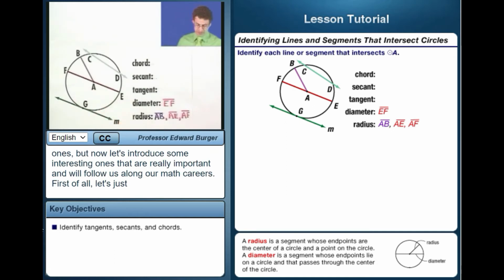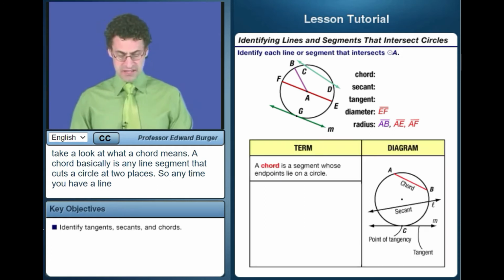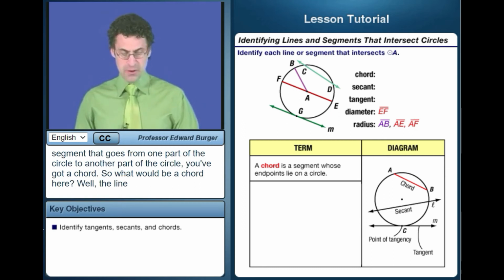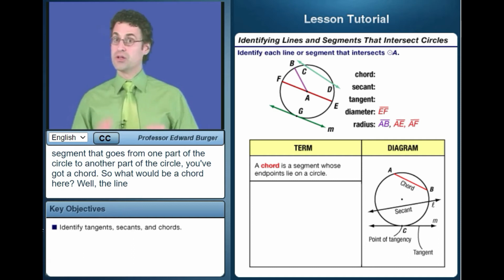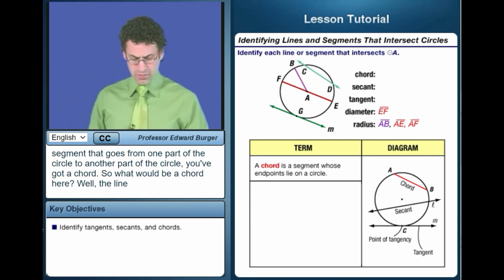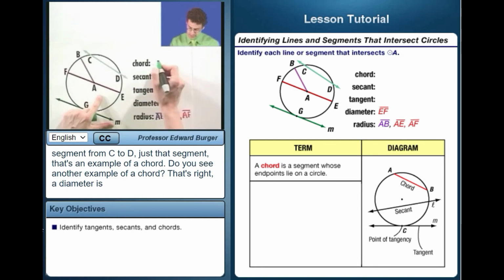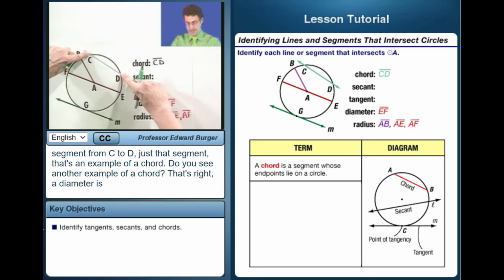But now let's introduce some really interesting ones that are really important, that are new to us, and will follow us along our math careers. First of all, let's just take a look at what a chord means. A chord basically is any line segment that cuts a circle at two places. So anytime you have a line segment that goes from one part of the circle to another part of the circle, you've got a chord. So what would be a chord here? Well, the line segment from C to D, just that segment, that's an example of a chord.